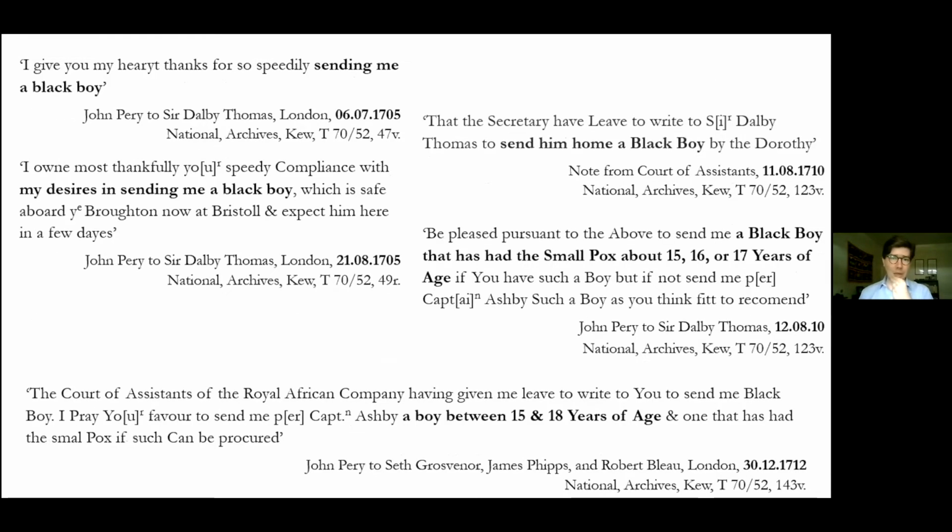An example of this will finish me off, I think, here. These are all boys who were sent to John Perry, who was the company secretary in London. And I've got three sort of collections here. The two on the left are from 1705 and clearly refer to the same individual. The two on the right are a few years later and again refer to a single individual from 1710. And then at the bottom, there's another individual from 1712. And Perry is being very specific about ages.